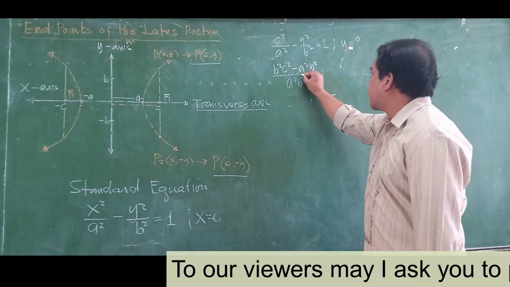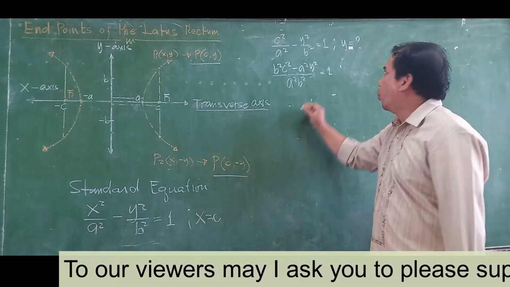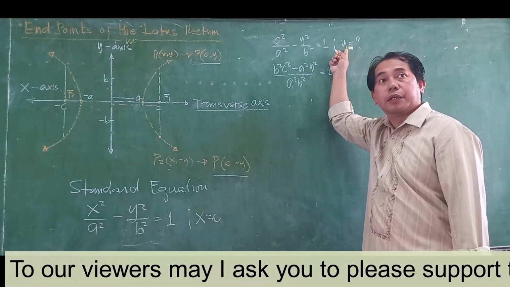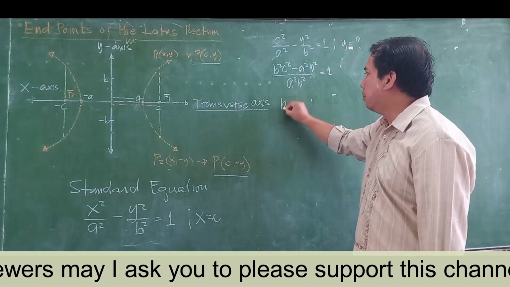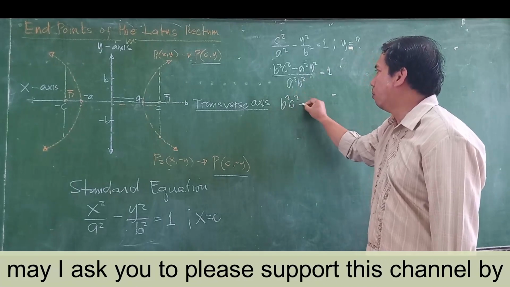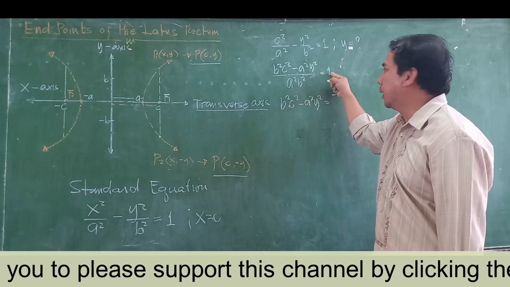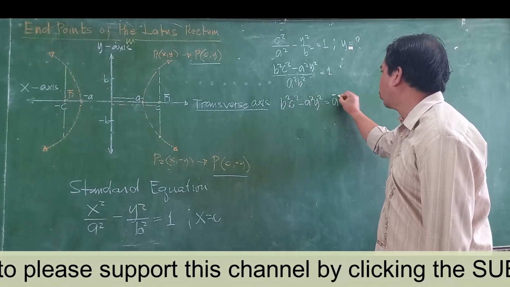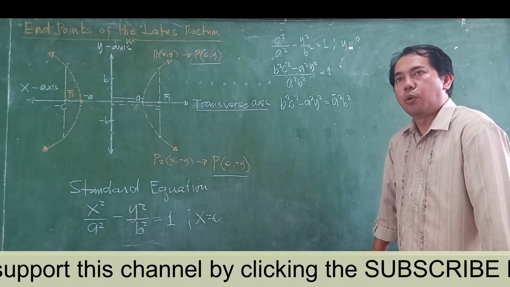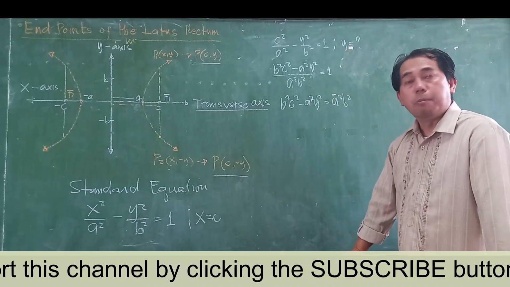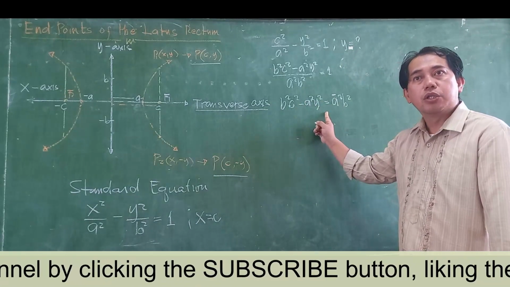After that, still equated to what? Again, we look for the value of Y. How do we do that? Cross multiply. That is B raised to 2, C raised to 2, minus A raised to 2, Y raised to 2, equated to A raised to 2, B raised to 2. Now, what is our focus? Y. Meaning, we isolate Y from this equation.